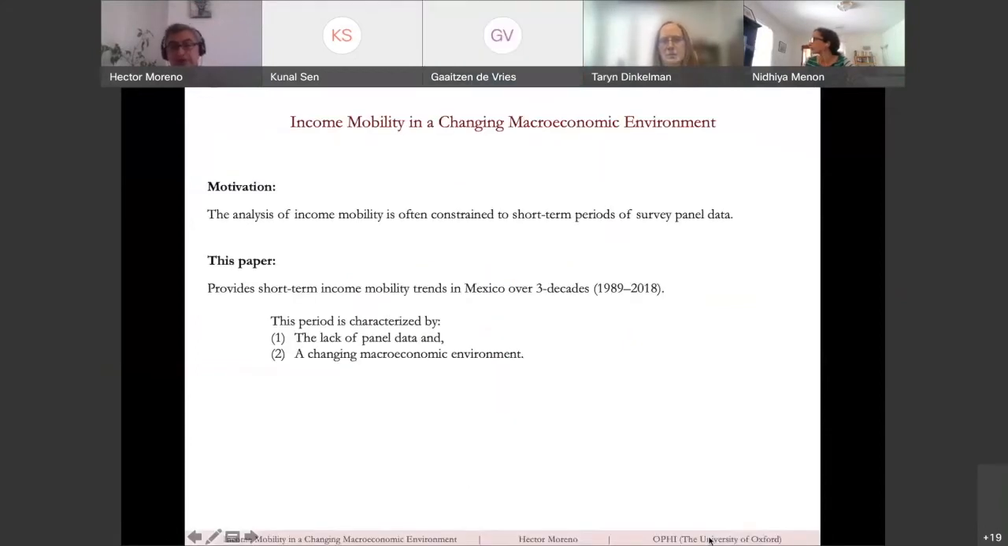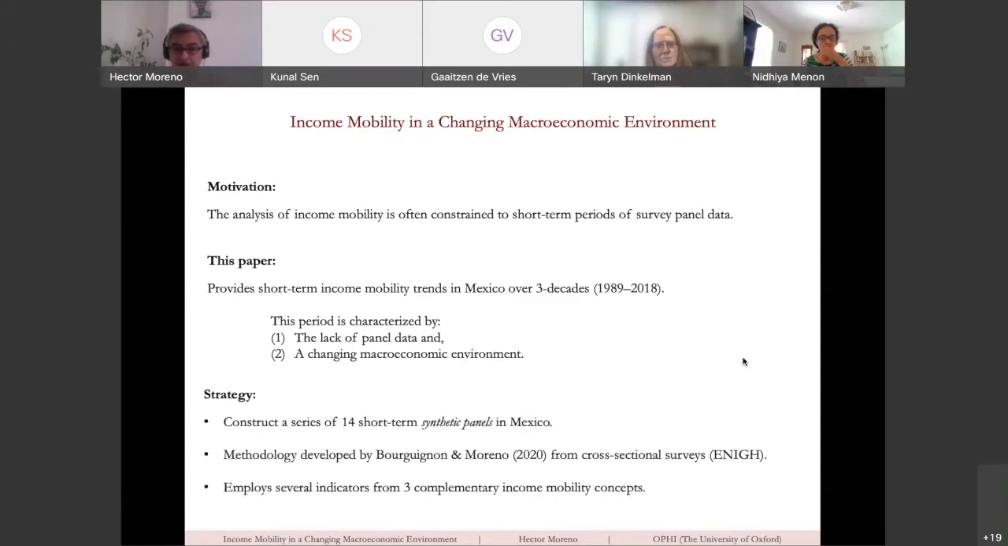The motivation for this paper is that the analysis of income mobility is limited by the scarce availability of panel data, household panel data, or when this type of information is available, we don't find it for interesting periods or for historical periods. So what this paper does is precisely fill this gap in the literature by providing short-term income mobility trends for 3 decades over a period that is characterized by the lack of panel data and by a changing macroeconomic environment.